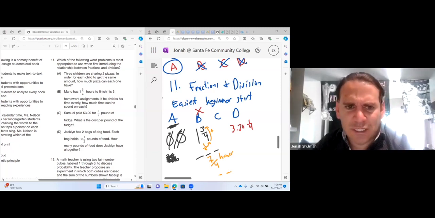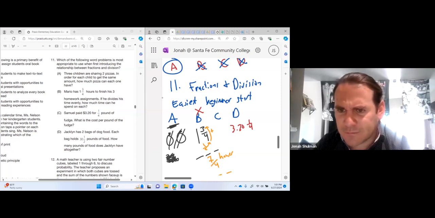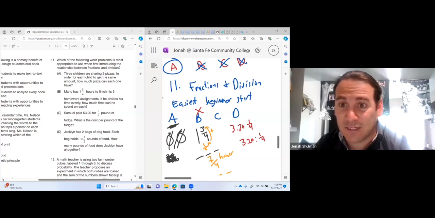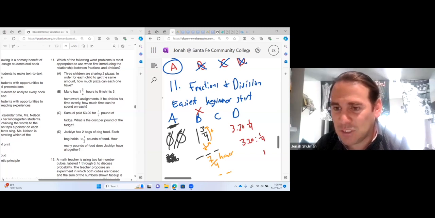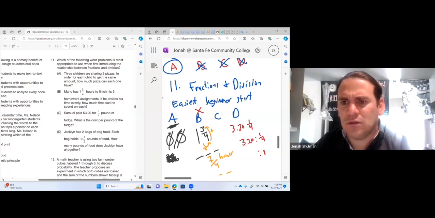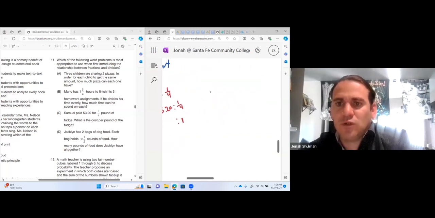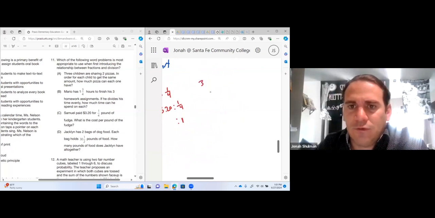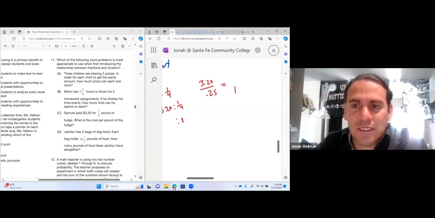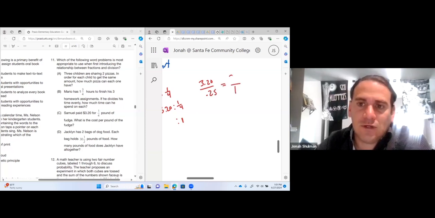If it's $3.20 for 1/4, $3.20 gives us 1/4. It's kind of like a ratio. How much is going to give us 1? So in order to do this, there's 2 ways we can do this. All right, let me just have more space here. So we have $3.20 per 0.25, and we want to know how much we can get for 1, and that's our x. This is one way to do it. I'll show you another way in a second.